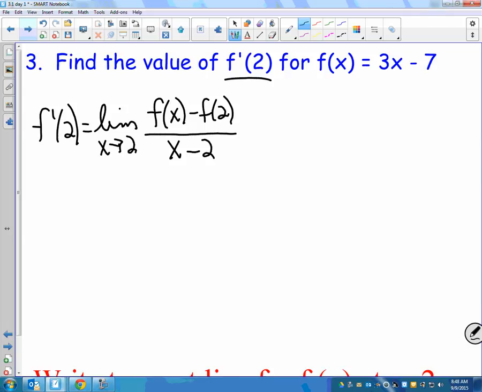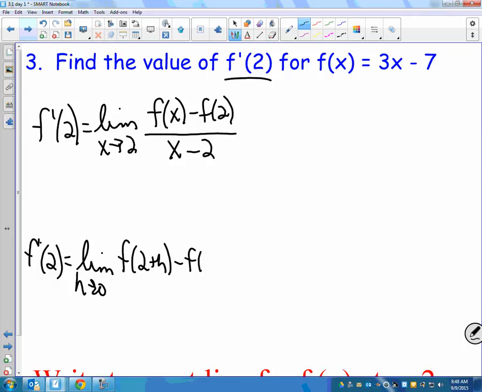The other way, and I'm just going to write this down here so you can see it, if you want to do f prime of 2 using the other way, this would be how you would set it up: the limit as h approaches 0 of f of 2 plus h minus f of 2, all over h. Both of those mean the derivative, and both of them should get you the same answer.